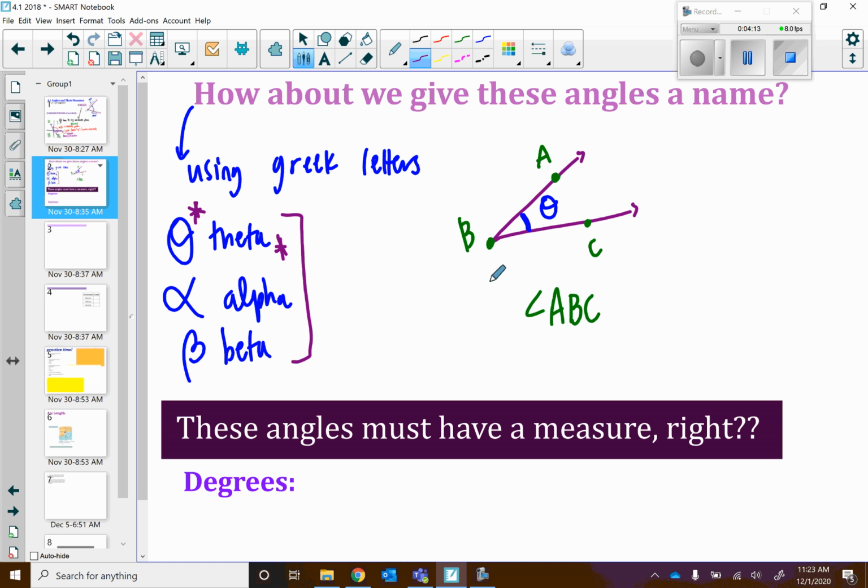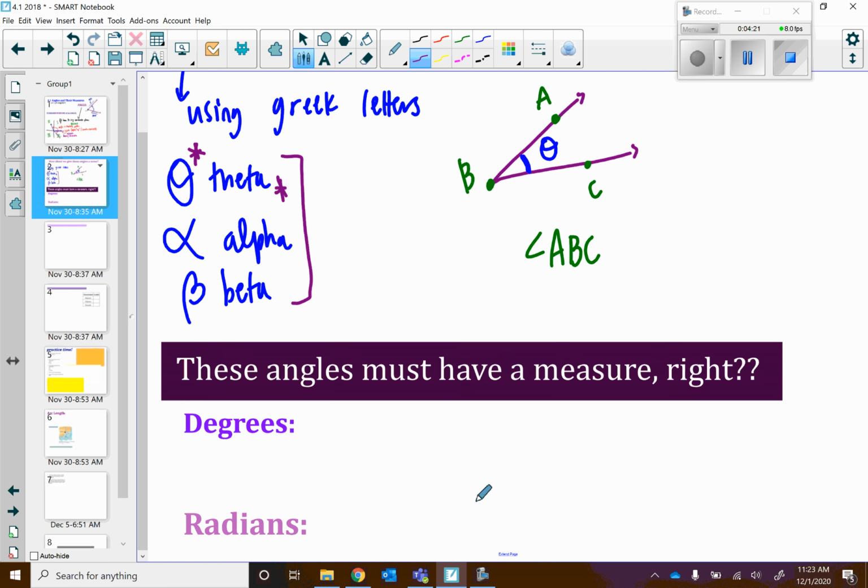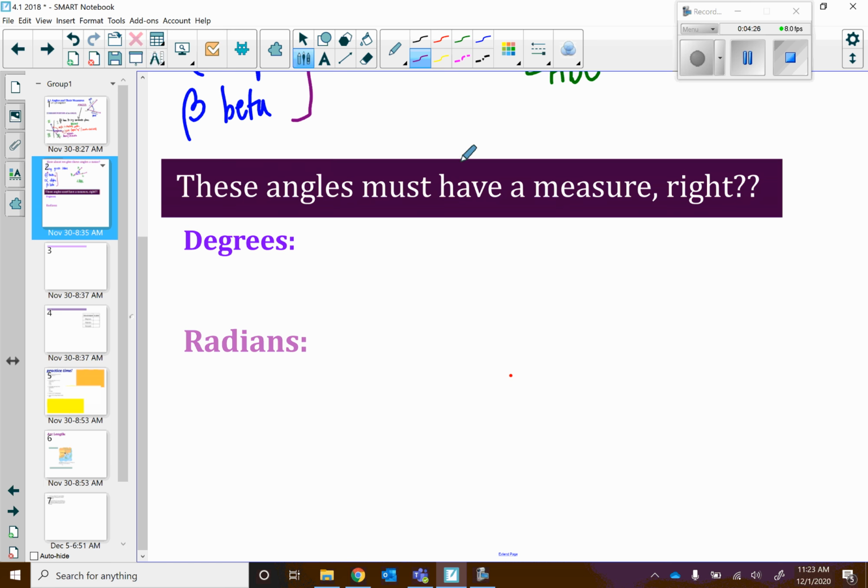And the second question is, do these angles have a measure? Yes, of course they have to have a measure. So there are two different ways we can measure an angle. We can measure an angle in degrees, or we can measure an angle in radians. If you think about it, this is not any different than any other form of measurement. I can measure myself in inches, I can measure myself in feet, I can measure myself in meters, right? There are different things I can measure with. Similarly, I can do that for angles.